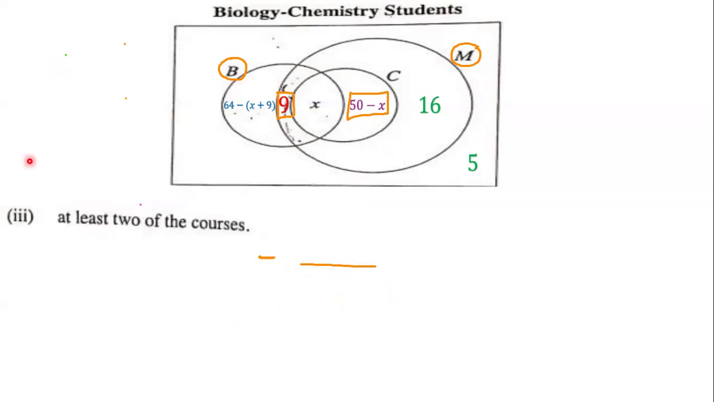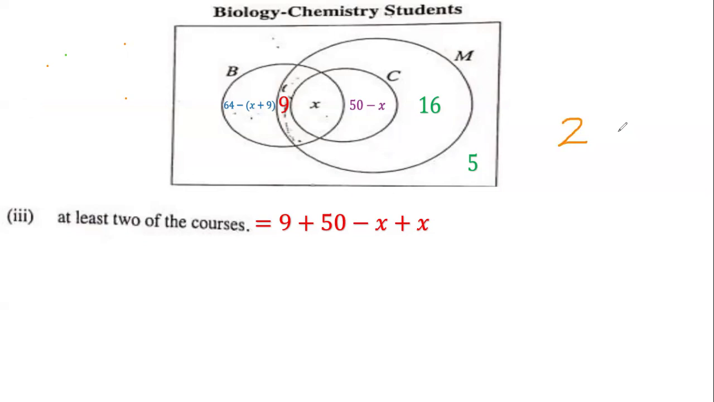Next, we want to figure out those who take at least two of the courses, all right? So at least two of the courses would be 9 plus 50 minus x plus x. Now, why is that the case? At least two means, what does at least two mean? At least two means two courses or more, all right? So two courses or more. So let's start with two courses. People who take two courses.